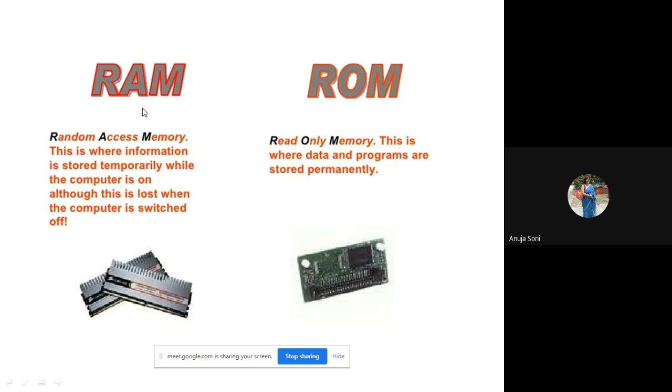RAM is random access memory. It is a volatile memory. This is where information is stored temporarily while the computer is on, although this is lost when the computer is switched off. Means so far as the power is there, this memory will work for that much time. As the power goes, the contents will be lost.